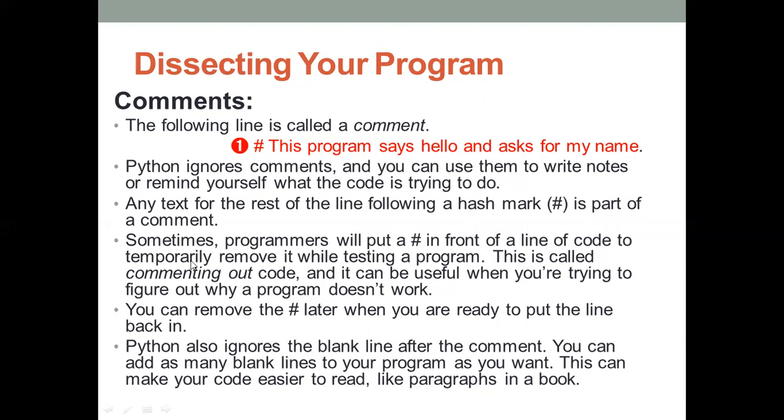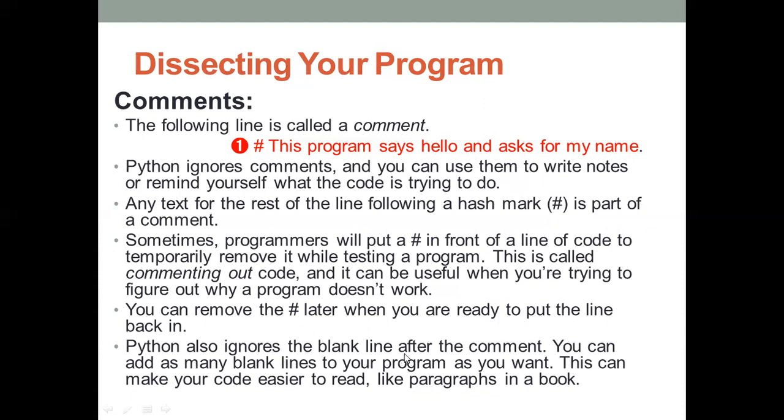This is called commenting out code, and it can be useful when you are trying to figure out why a program does not work. While you are testing, why this code is not working, if you don't want to run any part of the code, you can comment it out by using the hash symbol. You can remove the hash later when your code is ready, or put the line back in.